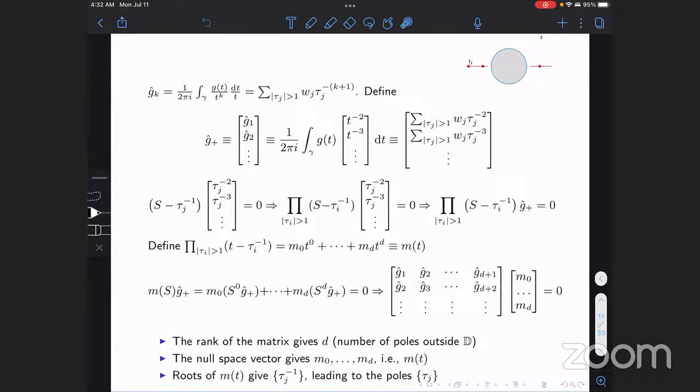Once we expand this, we get the following linear system. The beauty of this linear system is that it is a linear system in the coefficients m0 to md of the characteristic polynomial of these poles, and this matrix is really accessible because I can compute all the Fourier coefficients. If you take a look at the rank of this matrix, this will automatically give us d, which is how many poles you have outside this unit disk. And the null space will give you the coefficients of the characteristic polynomial introduced here. By computing the roots, you will be able to access tau j to the power minus 1, and then by taking the inverse, this will give you the location of the tau j.